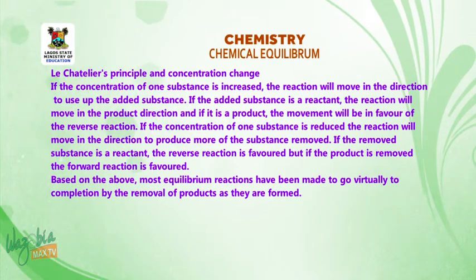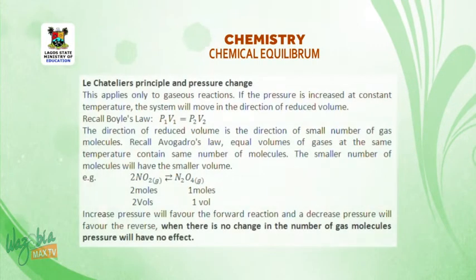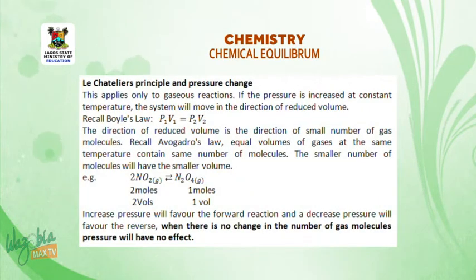If the concentration of one substance is reduced, the reaction will move in the direction to produce more of the substance removed. If the removed substance is a reactant, the reverse reaction is favored. But if the product is removed, the forward reaction is favored. Based on the above, most equilibrium reactions have been made to go virtually to completion by the removal of product as they are formed.